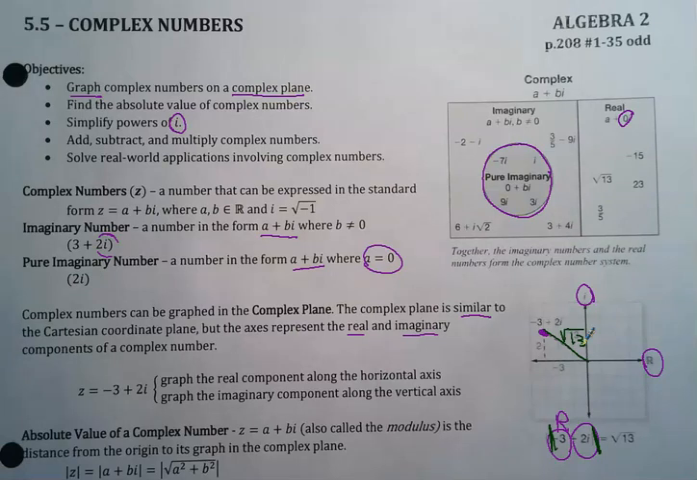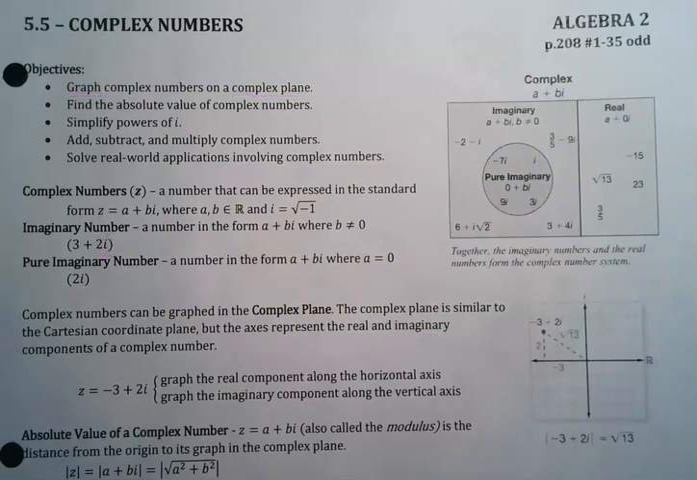All right, so that's what this is saying. When we have z equals -3 plus 2i, we're going to graph the real component along the horizontal axis, because that's the real axis. We graph the imaginary component along the vertical axis, the y, because it's the imaginary component. I should have moved up before I graphed that, but that's okay.